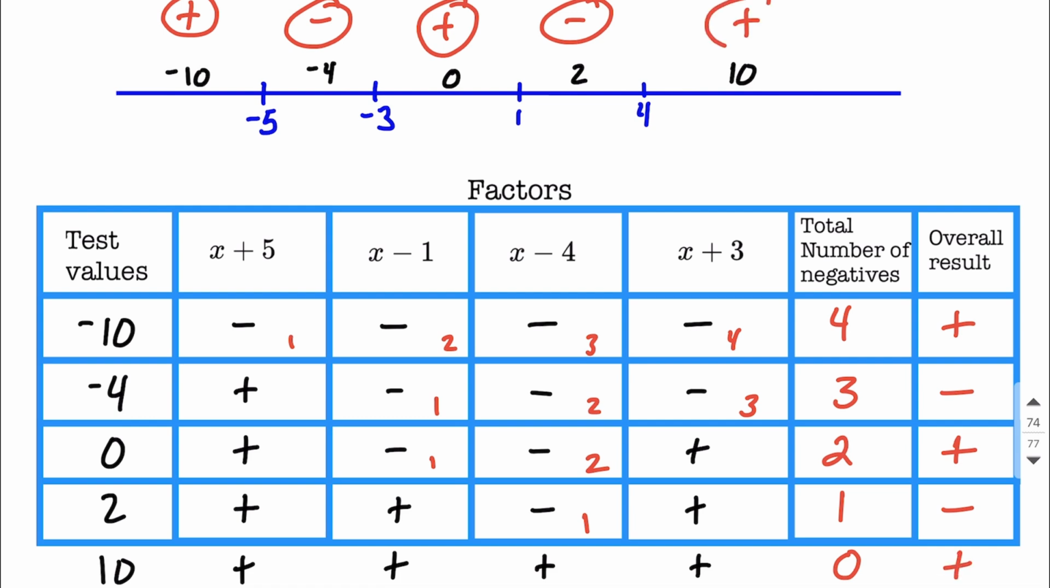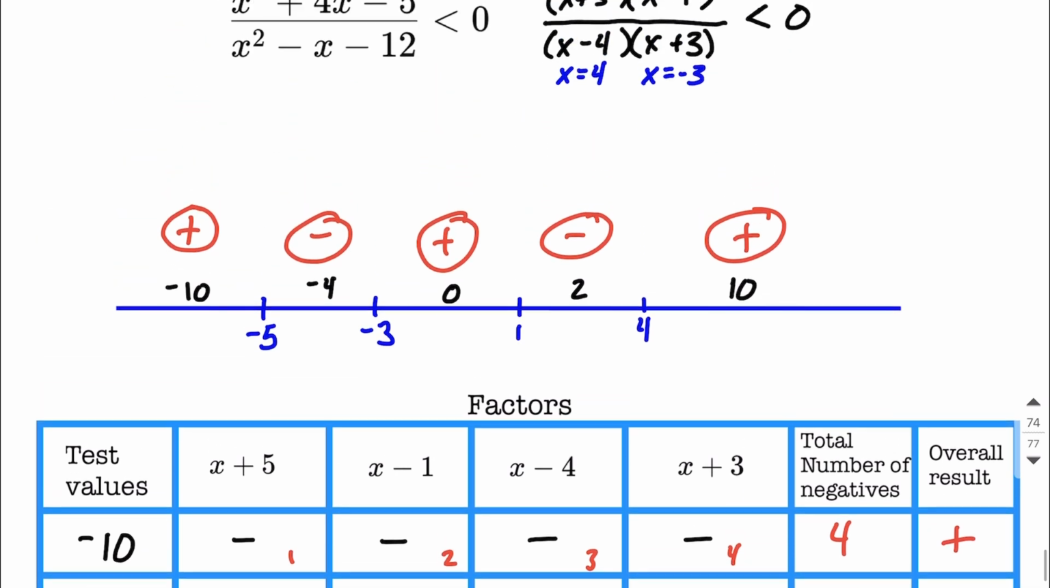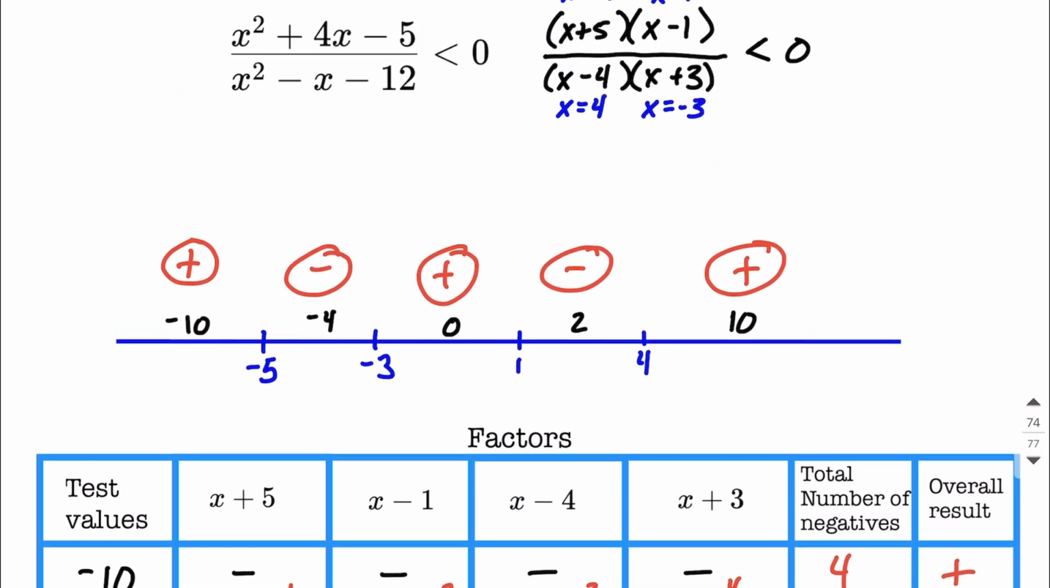Okay, so at this point, we haven't cared at all about what the sign was, whether it was a less than, as ours is, or a greater than. In our case, because it's a less than, we're trying to find where the overall value is going to be negative, right? Less than 0. So I think ours works out to be negative between -5 and -3. And also between 1 and 4. All right, so those are the intervals we really want to focus on.